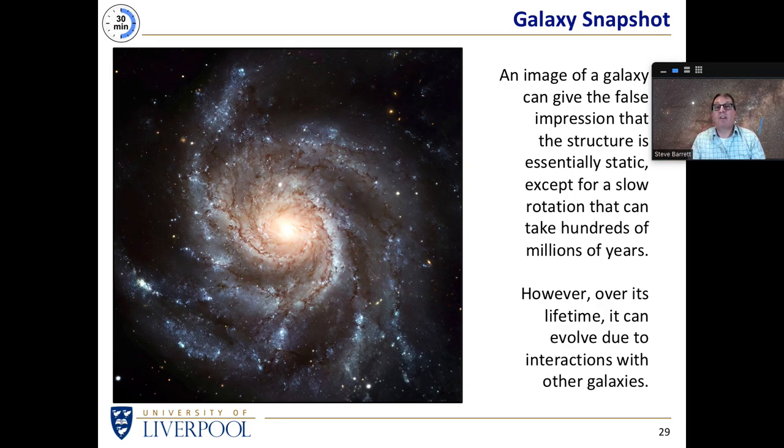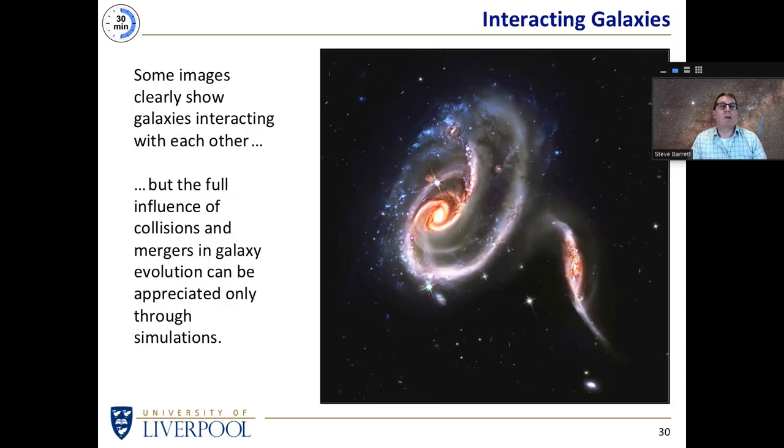If we want to understand the evolution of galaxies, well, we can get a hint by looking at those galaxies which are not in total isolation. Some galaxies seem to be interacting with their neighbours. This one, for instance, seems to be distorted. The two components of this galaxy, or these galaxies, appear to be interacting with each other and distorting each other.